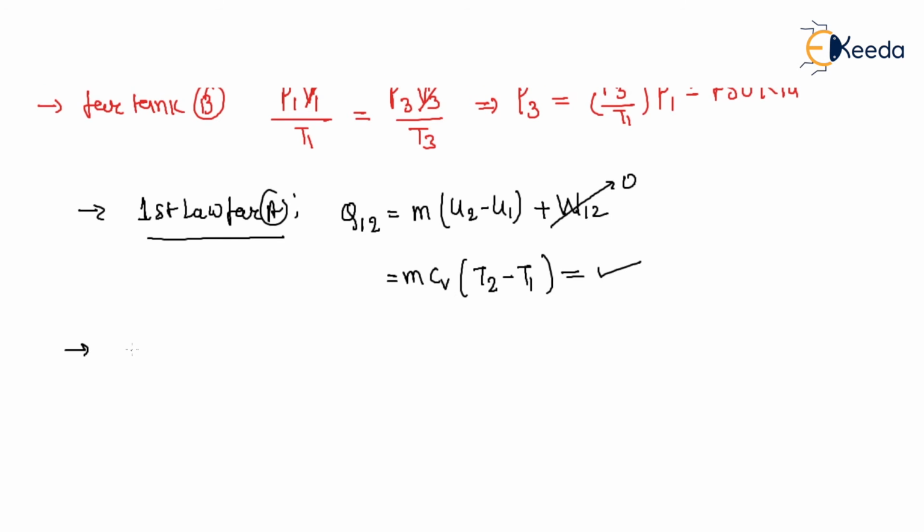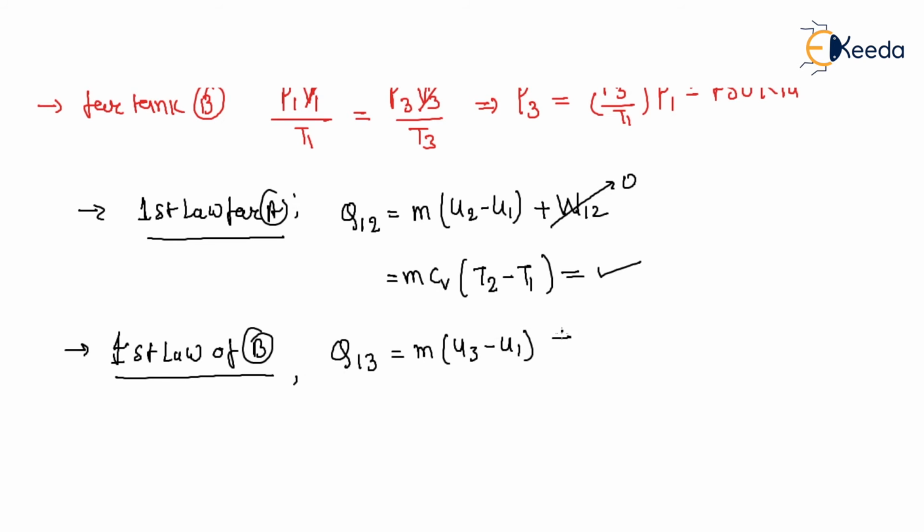Similarly, for the first law of B, what is the first law of B? Q1 to 3 is m(U3 minus U1) plus W1 to 3, so this is 0, right? So this is your m Cv (T3 minus T1), right? So you have T3, you have T1, so this is your value.